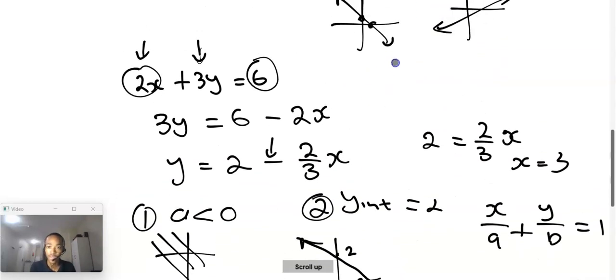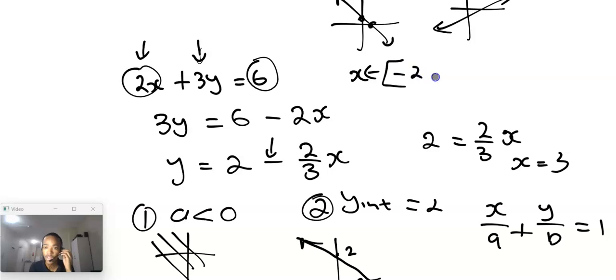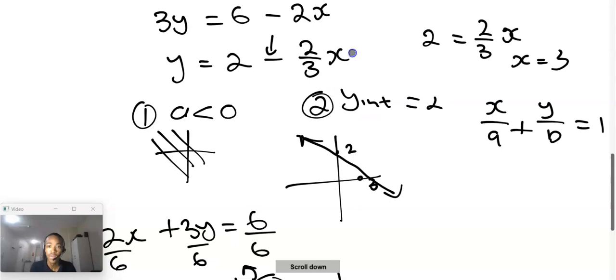So for instance, if I said here x is an element of, let's say, negative 2 to infinity, I would remove this arrow here and then just put a negative 2 right there. So this is how you tackle linear equations.